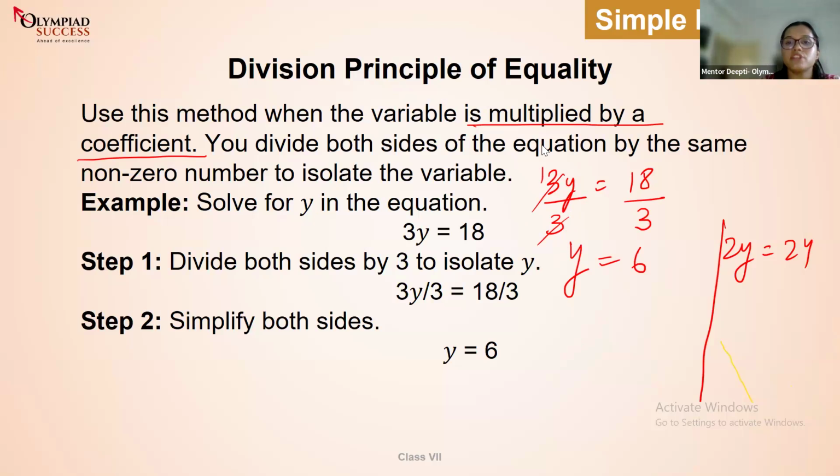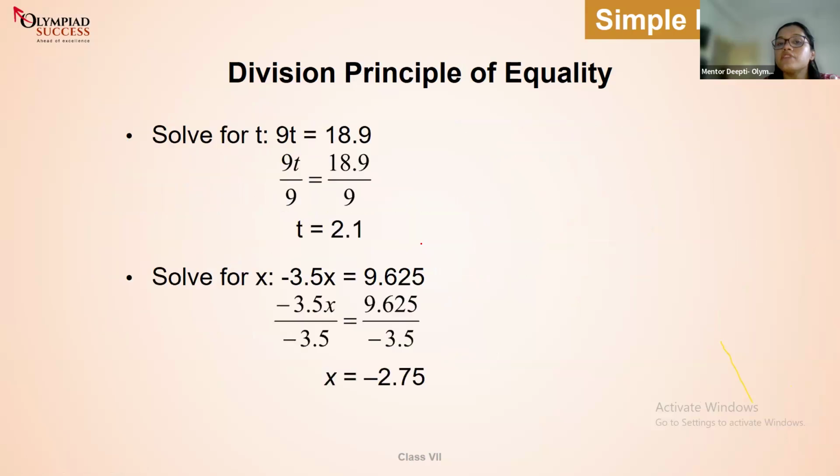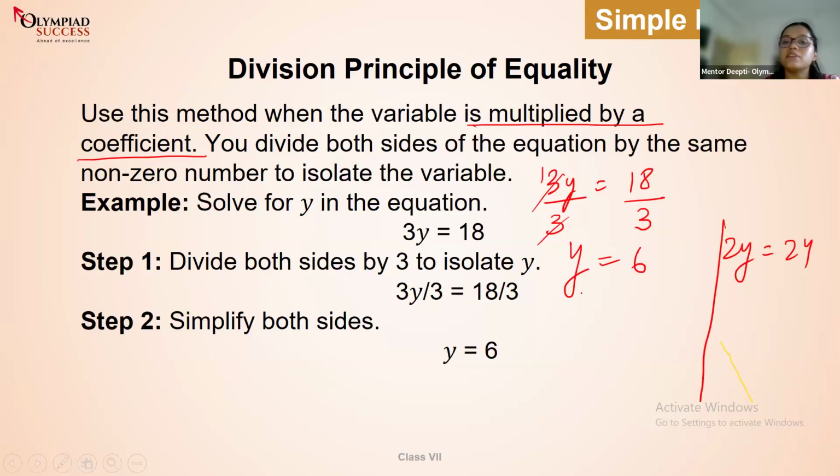What is a coefficient? Coefficient is that constant number which is attached to the variable. Like here, the coefficient of y is 3. Just like in this equation, 2y equals 24, the coefficient of y is 2, the constant number which is attached to y.